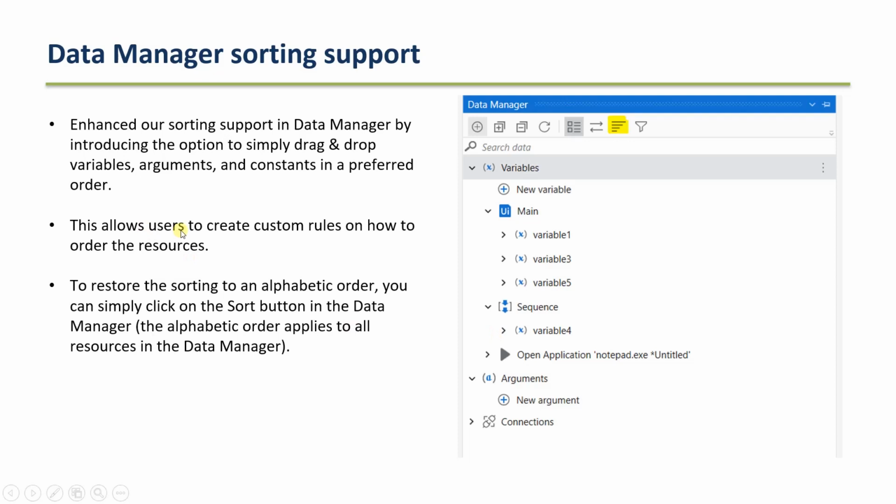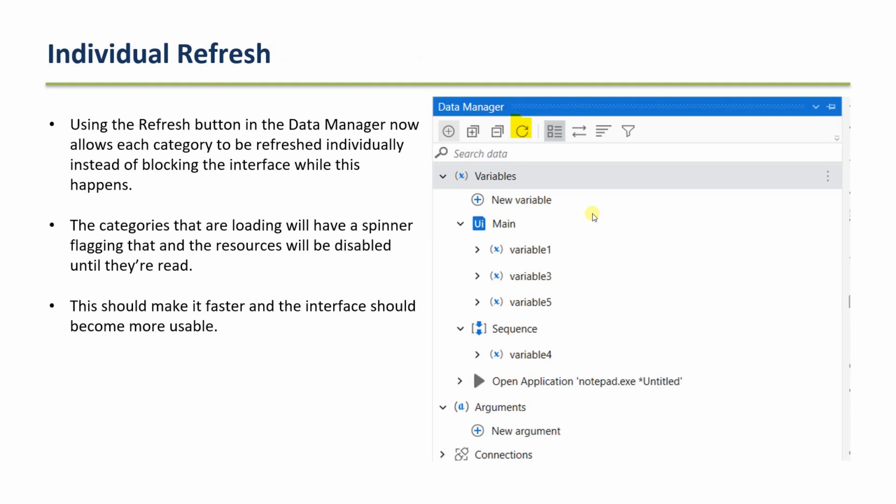Now this allows users to create custom rules on how to order the resources. To restore the sorting in alphabetical order, you can simply click on the sort button, which I just showed, and this is highlighted, and you can sort it alphabetically in the data manager, right? So data manager is a very powerful feature. You need to understand all these features. Please watch the 2022.10 videos. And if you like this feature, just comment "data manager sorting" so that I understand that yes, you understood this feature. Okay. Moving next is the individual refresh.